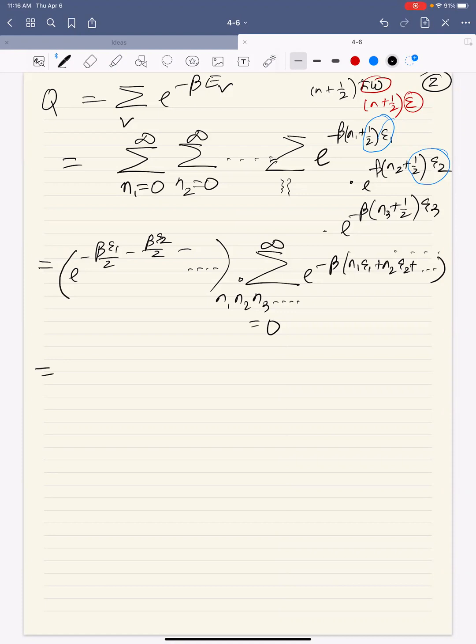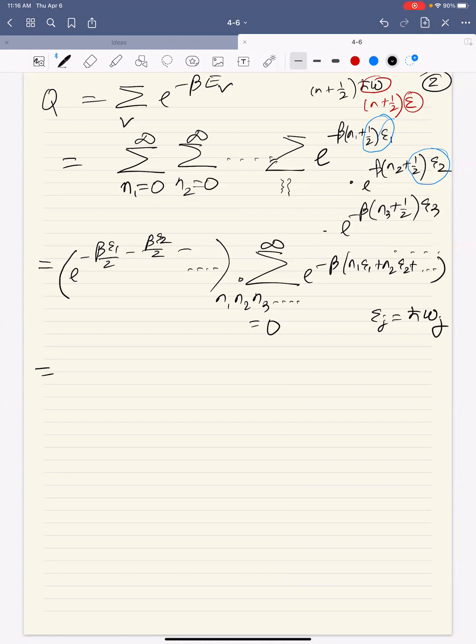Okay, so here I have assumed that epsilon j is just a notation, equal to h cut omega j. So that's my ln Q. That's my Q. What do I want next?